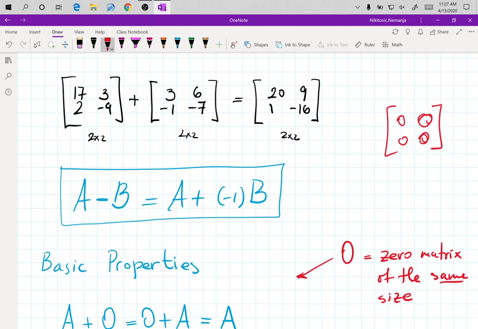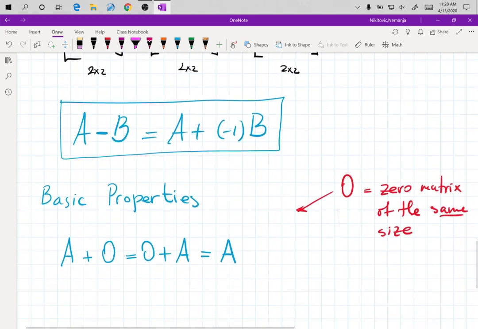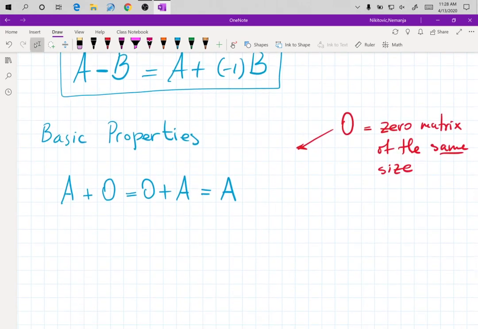So it's one of the special ones, just like the one that has the ones, right, and so on. So those are special matrices. We'll get to them, but we need to know that the zero matrix of the same size is just filled with zeros. Oh, by the way, this one tells you that A minus A is 0, which is, again, the zero matrix. So A minus A equals 0.